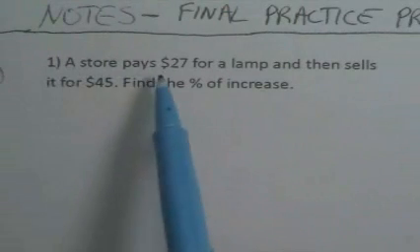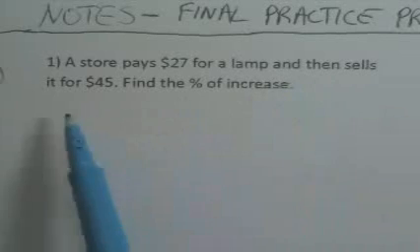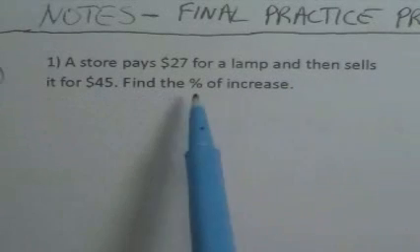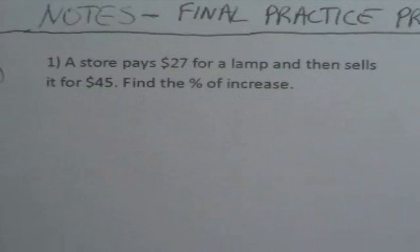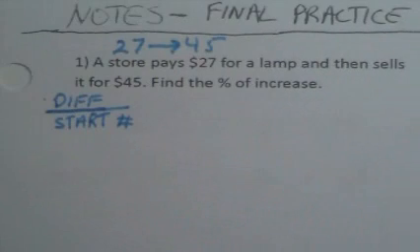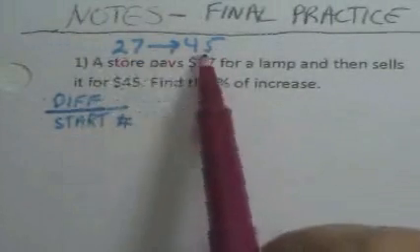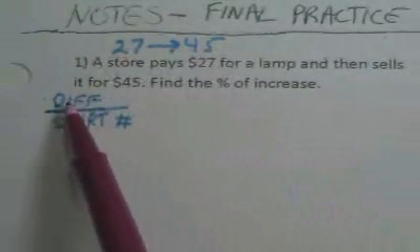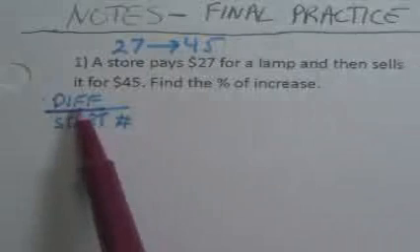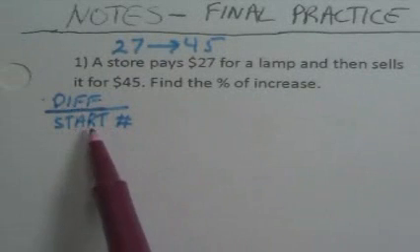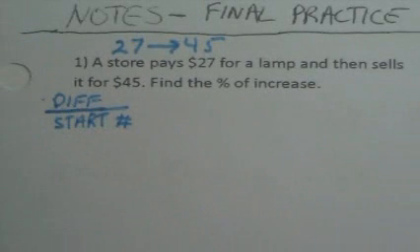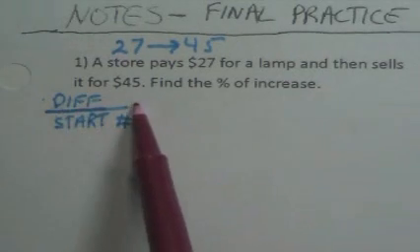Okay, number one, a store pays $27 for a lamp and then sells it for $45. Find the percent of increase. Okay, so we're going from $27 to $45. What percent is that? What we need to do is take the difference of those two numbers, the difference over the starting number.